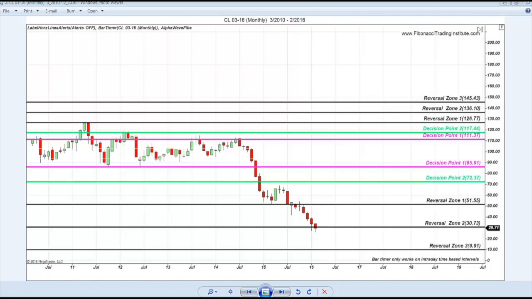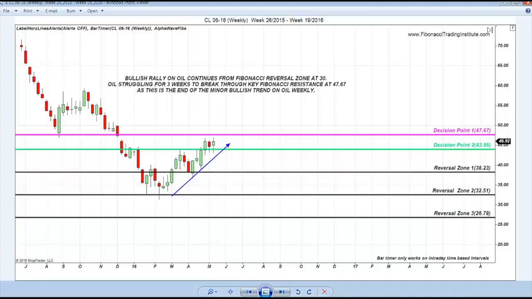You see oil reaching Fibonacci reversal zone. You see oil at 29. This is where a knowledgeable trader monitors for bullish reversal. In 2015, oil stages worthless bullish correction and collapses from key Fibonacci resistance at the 70 level. And this is what oil does next. Stages bullish rally. No surprise.